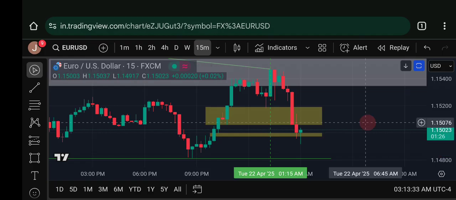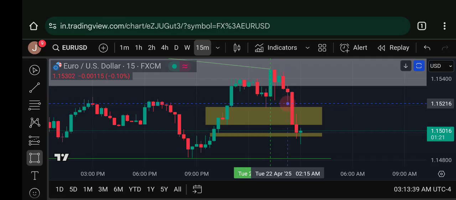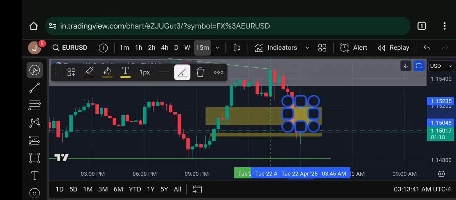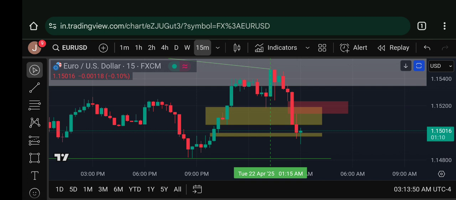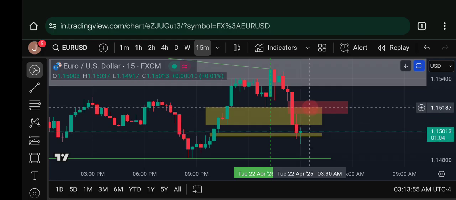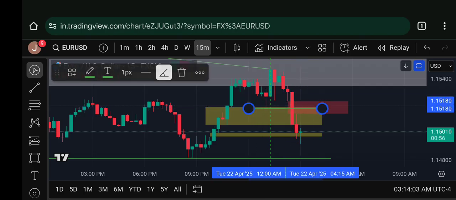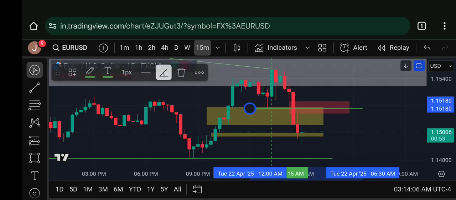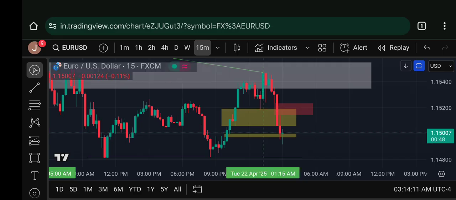Even if this fair value gap is respected, we can see that there is another bearish fair value gap here, so price will move to that fair value gap. Also we can see there is a breaker here, breaker plus FVG, which would be a high probability setup. From this breaker you can target this sell side liquidity. So this was the trade.